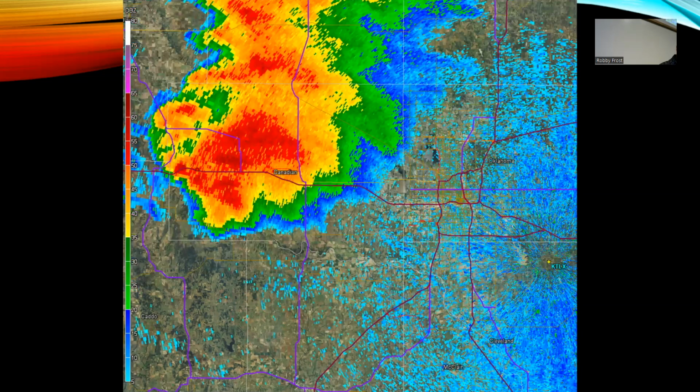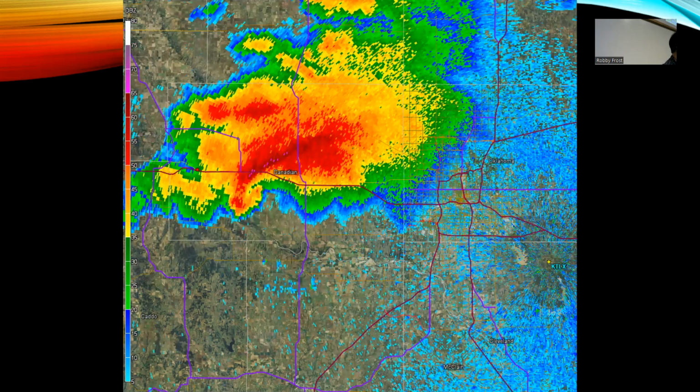And then what does this do? These are all time matched. So these are the low level scans. What does a rotating updraft do to the precip distribution? You get the standard supercell hook echo configuration. And this is all right up to about the time the tornado formed.